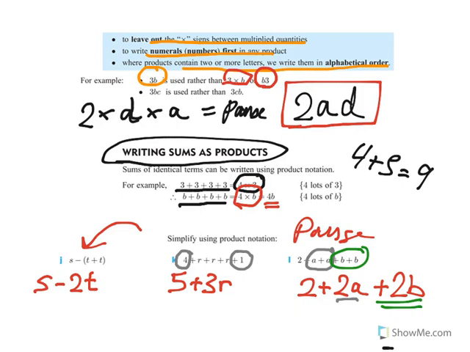All right, so this is, again, we are writing sums as products. Okay, we are writing like a plus a plus a is a sum, and because we're adding that up, the product will be 3a.